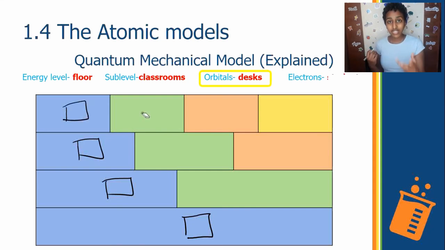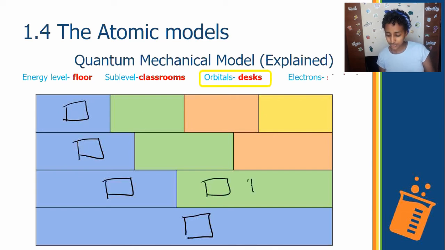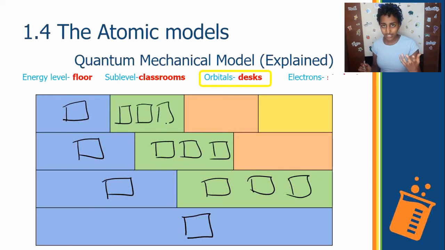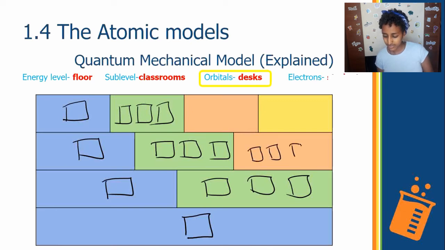So now moving on to the green classrooms. Maybe it doesn't look like it here, but the green classrooms, let's say they're a little bit bigger. So they can hold a maximum of 3 desks. So each green classroom has a maximum of 3 desks, 3 desks each. Next, we have the red classroom. The red classroom, again, is a little bigger, and it can hold 5 desks. So the red classroom can hold 5 desks.